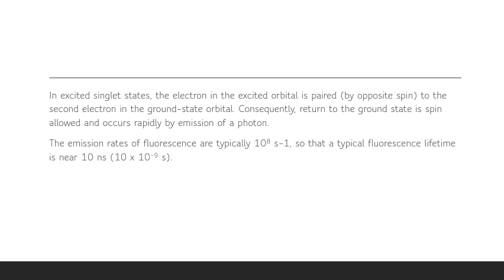To the second electron in the ground state, return to the ground state is spin allowed and occurs rapidly by emission of photons. This is called fluorescence. The electron moves to the ground state when the excited orbitals are paired, meaning singlet state. When this happens, a photon is rapidly emitted. The emission rate of fluorescence is typically 10 to the power 8 per second, so typically the fluorescence lifetime is nearly 10 nanoseconds. Fluorescence lifetime is very small.